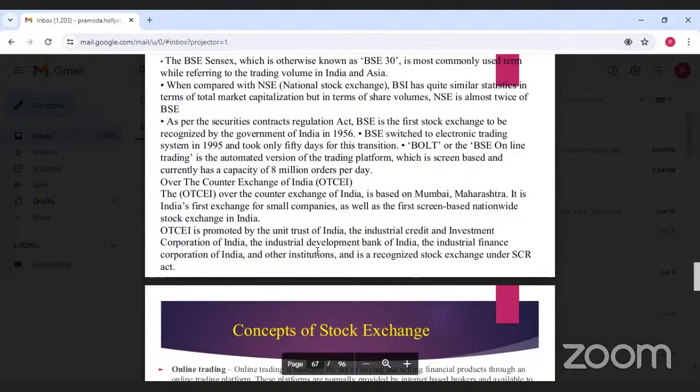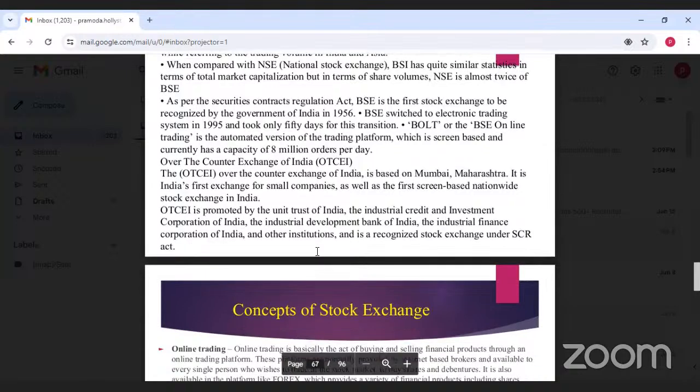Now, another important credit goes to BSE: it is the first stock exchange recognized by the Government of India, in the year 1956. Later, once the NSE introduced the screen-based trading system in 1995, BSE opted for an electronic trading system, that is, an online trading system. The online trading platform was introduced by the Bombay Stock Exchange.